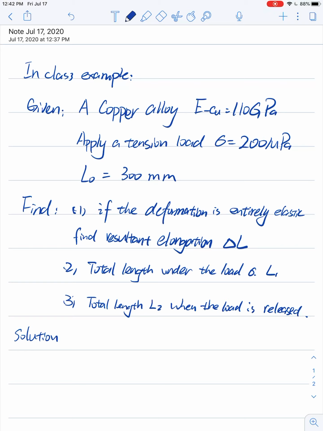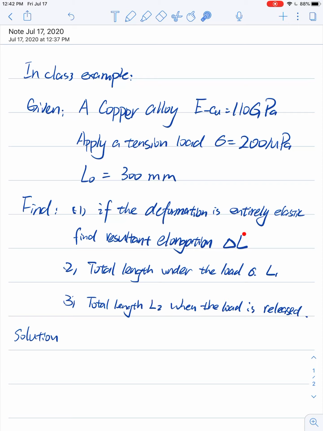Alright, let's look at this example we have. We're given a copper alloy. This alloy has Young's modulus of 110 gigapascal. And if we apply a tension load, sigma equals 200 megapascal to this alloy, the original length of the alloy is 300 millimeters.